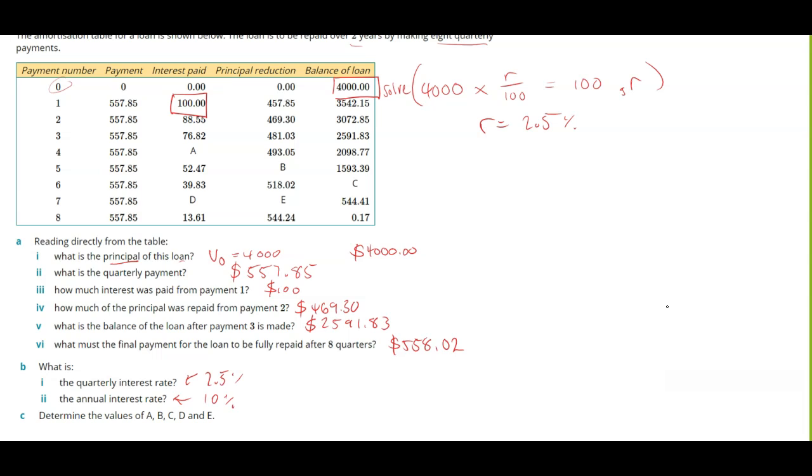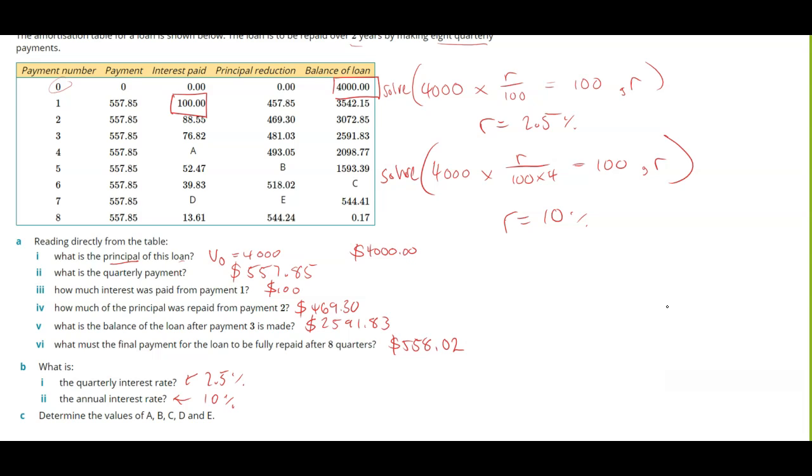If that's 2.5%, the other way of working it out is with a solve, realising that 4,000 times r over 100 times x, where x is 4, equals 100, and then solve that. And that will work out r equals 10. So there's two ways to get to that answer, either by using common sense, thinking, well, there's 4 of them in every year, or by using the solve formula with the x in there.